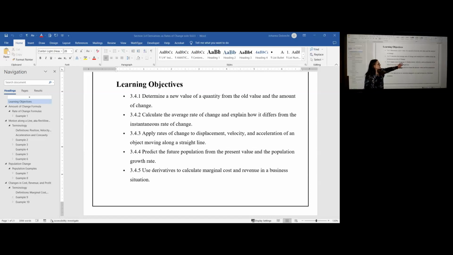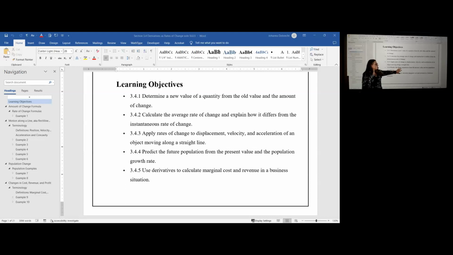We'll apply these rates of change to displacement, velocity, and acceleration of an object moving in a straight line. This will probably be the most difficult part of this section, learning to interpret a position time graph with respect to velocity, acceleration, location of the position, and whether it is speeding up or slowing down, which is not the same thing as acceleration and deceleration.